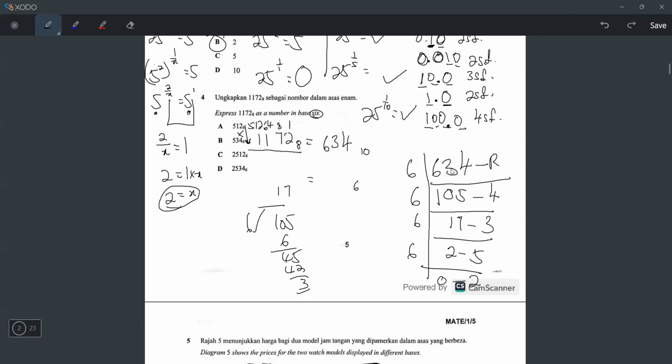Remember, always stop. You only stop when this is 0. Means you have to do until this number becomes 0, then only you stop. And then you have to read from bottom to top, up from down here. So 2534 is the answer. 2534, not 4352. 2534. So the answer is D.